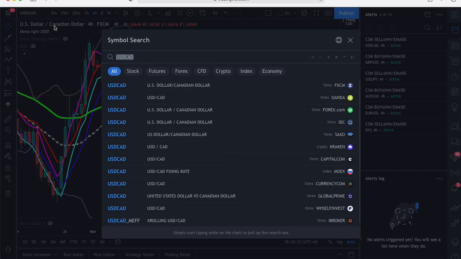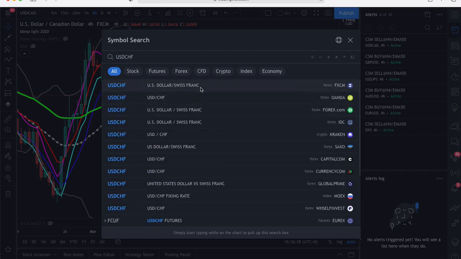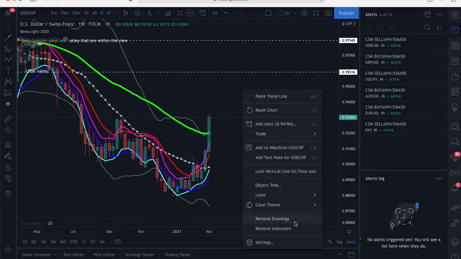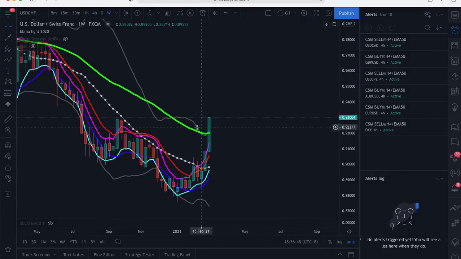Okay, right, next pair USD/CHF. For USD/CHF, starting with weekly time frame, we can see there is a... okay, let me just clear this drawing. As you can see here, price is making a big bullish candle that closed above the EMA 50. However, this is our sell setup. The sell might happen or not. This depends on the lower time frame. So let's look at the daily.